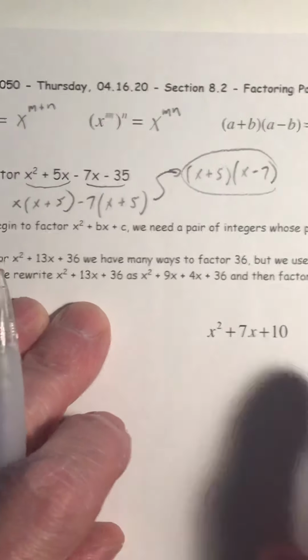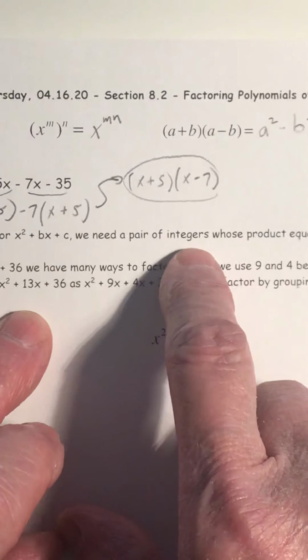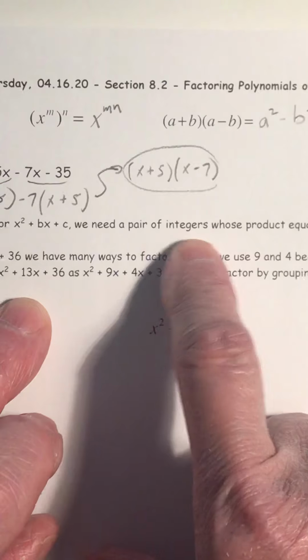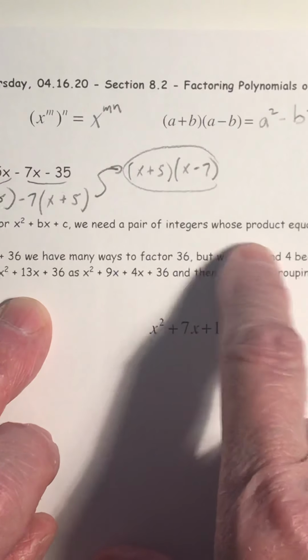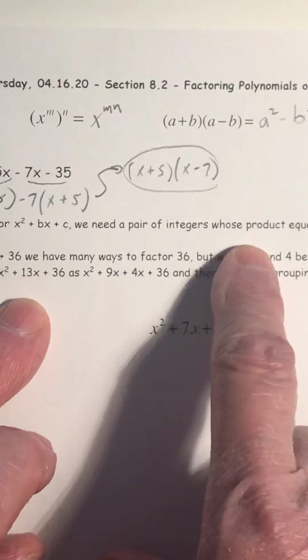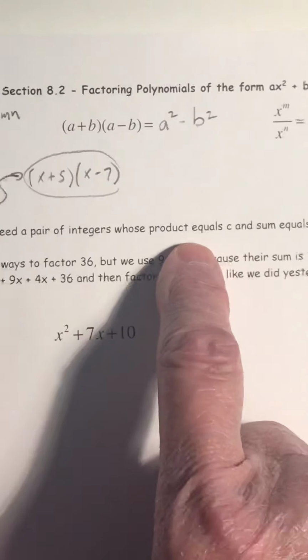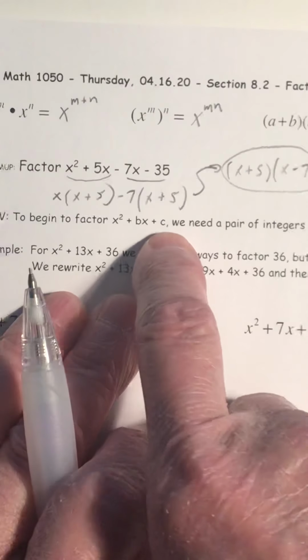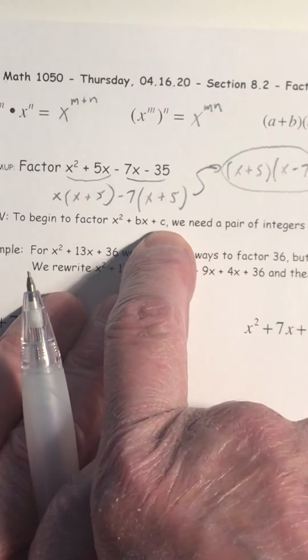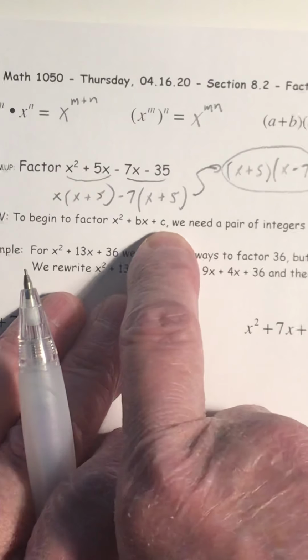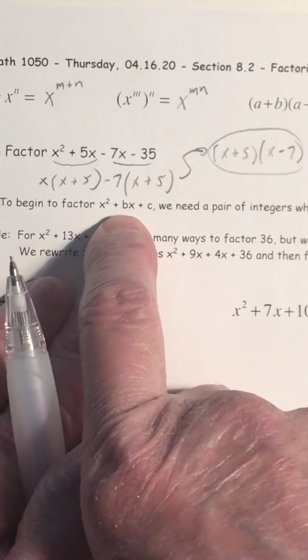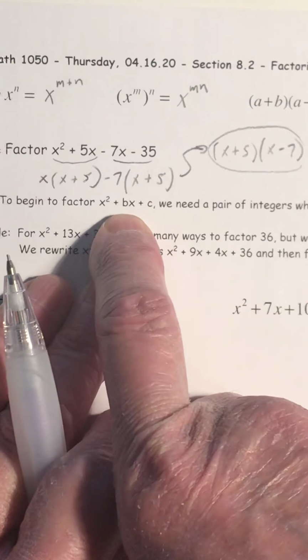So what we need, first of all, are a pair of integers. Remember what those are: 1, 2, 3, negative 1, 2, 3, 0, those kind of numbers. No decimals, no fractions. Whose product equals c, which means the numbers have to multiply out to c, the number at the end, and they have to have a sum. They have to add up to the number in the middle.